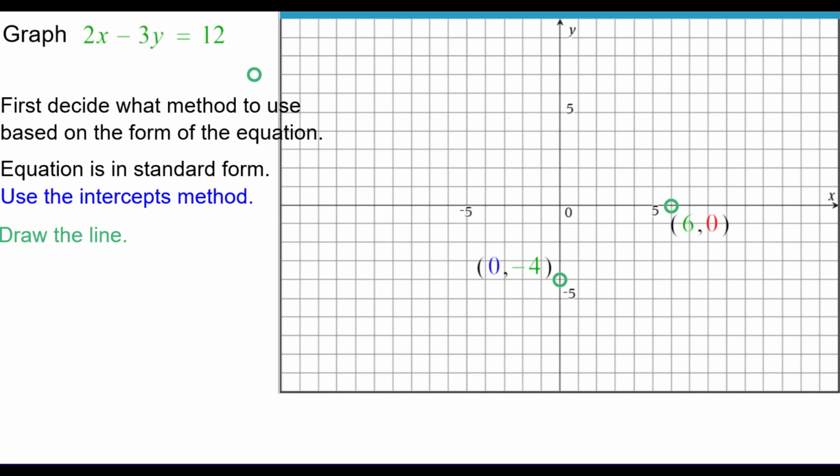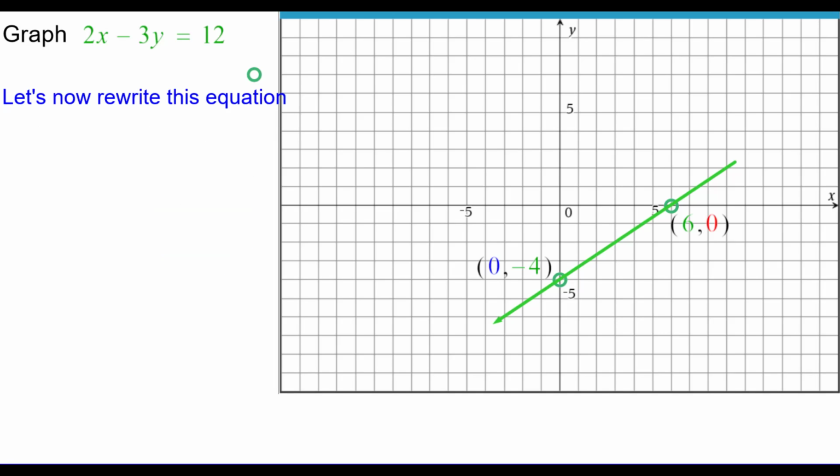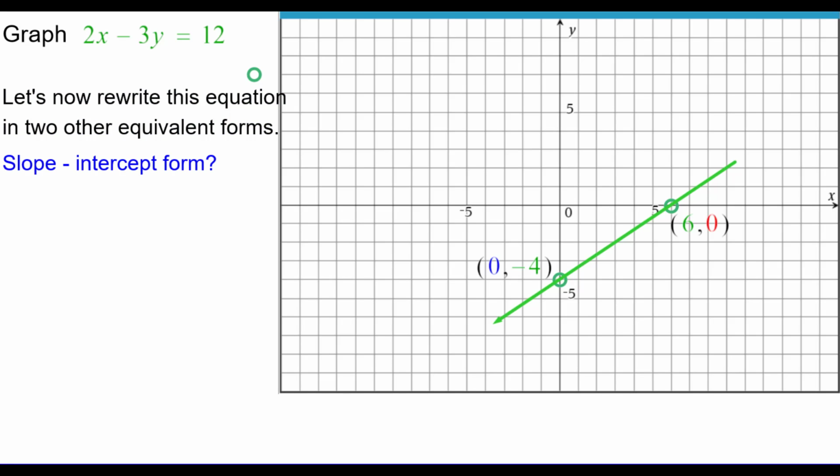Now 2 points determine a unique line, so we'll go ahead and draw the line. Again, these are the intercepts. Pause as needed, resume when you're ready. Let's now rewrite this equation in two other equivalent forms. First, slope-intercept form, which is y equals m times x plus b.